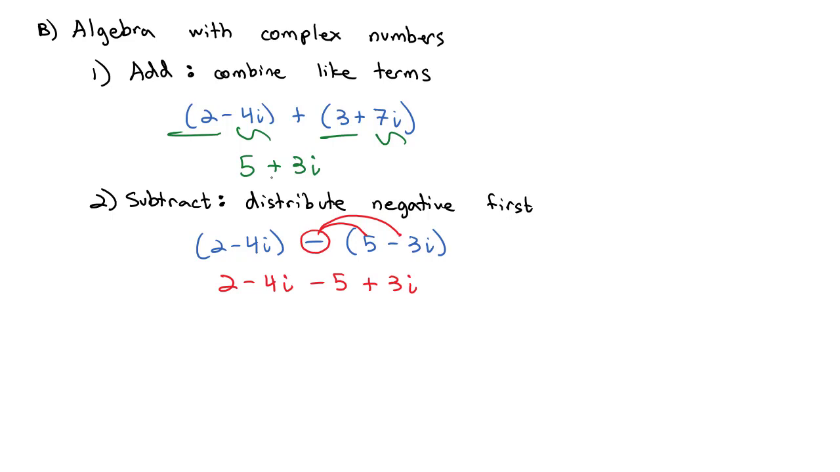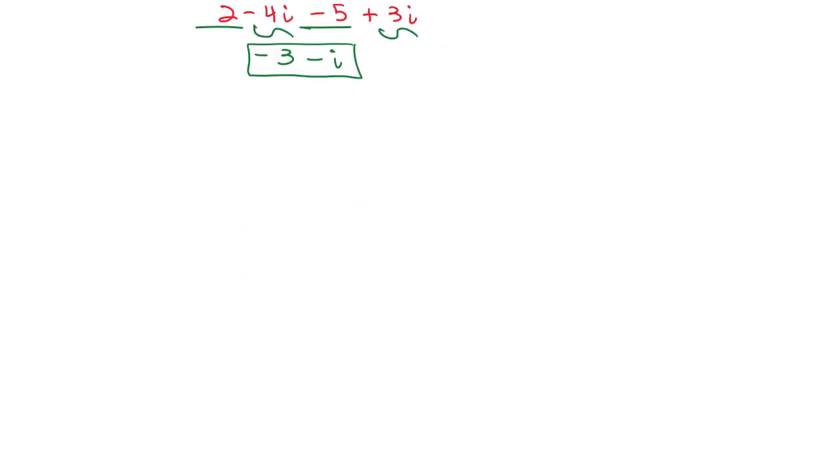It has to distribute all the way through, and then it becomes like an addition problem where we combine like terms. The real parts are 2 minus 5, which is negative 3. The imaginary parts, negative 4i plus 3i, is a negative 1i. We don't have to write the 1, and so we have negative 3 minus i. So that's adding and subtracting.